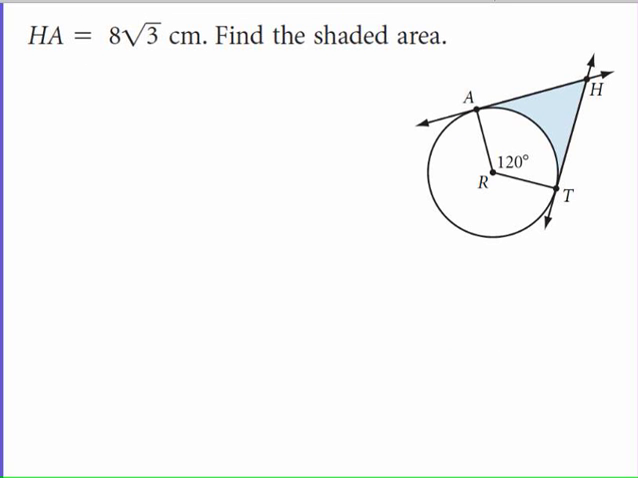HA equals 8 root 3. Find the shaded area. Yeah, it looks good. So 8 root 3 refers to this distance right here. What do I know about HT? It's 8 root 3 as well because it's actually a kite, because AR and RT are radii.